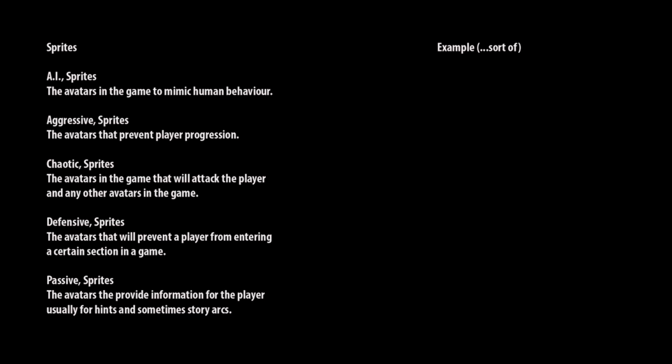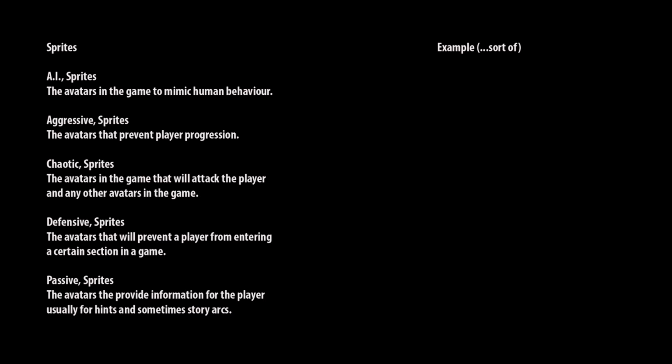AIs, these are the avatars that try to mimic human behavior. Aggressives, these are the avatars that prevent the player progression. Chaotics, these are the avatars that will attack any player and any avatar in game. Defensives, block off certain sections of the game. And passives are the avatars that provide information, usually for hints and sometimes for story arcs.